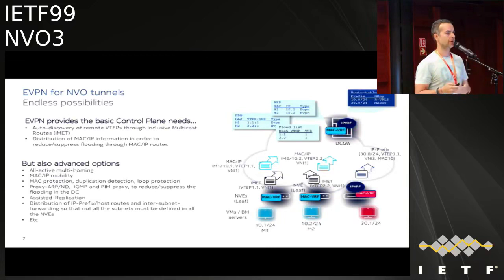So if the same tenant has a different subnet, a red subnet, which is not defined in all the NVEs, you can use eVPN with a special route type to advertise prefixes, right? And to install those prefixes in an IP routing table. And you have other things that you can do with eVPN. You have some examples here in the slide.